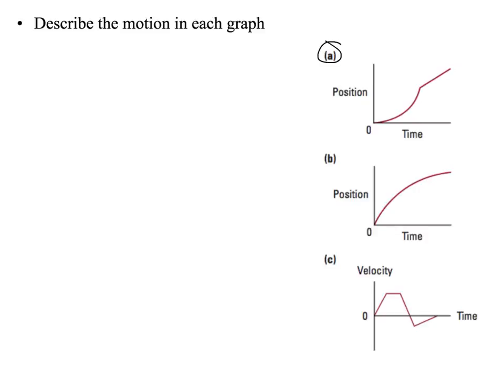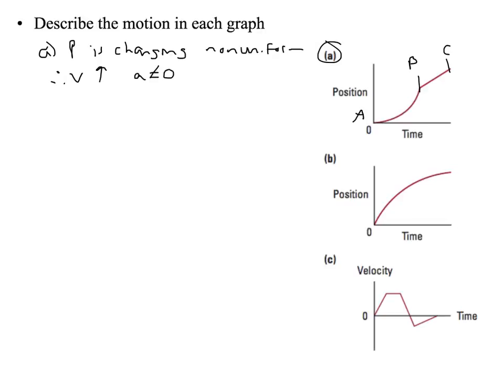So first of all, let's take a look at A. We're going to make 3 points. We're going to say that point A, right there, is going to be point B, and right there is going to be point C. So between point A and point B, we are seeing position changing faster as the time is increasing. So position is changing and it's non-uniform. In this case, since we have an increase in position with time, we would say therefore v is increasing, velocity is increasing as the object accelerates. So we would say that acceleration is not 0.